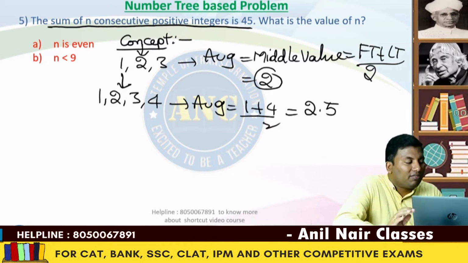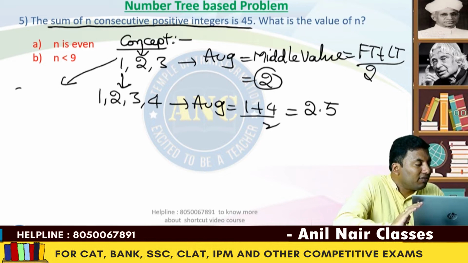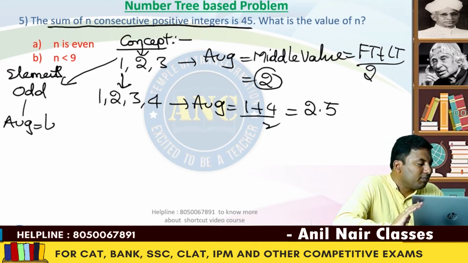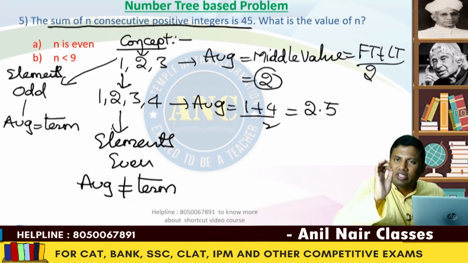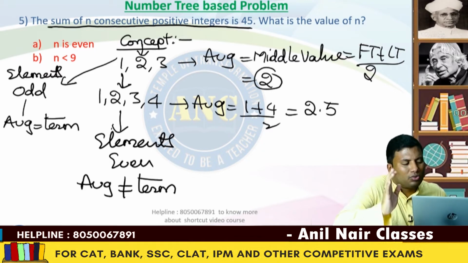If the number of elements is odd, the average is the term. If the number of elements is even, the average is not equivalent to a term. This concept is clear. I am going to use this concept here.